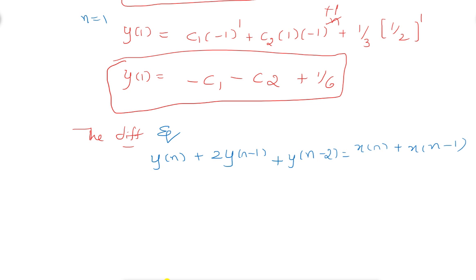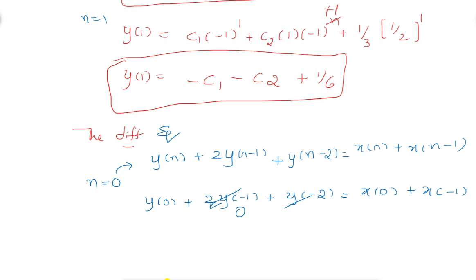Okay, now see, if you substitute n equal to 0 in this difference equation, we get the term y of 0 plus 2 into y of minus 1 plus y of minus 2, which is equivalent to x of 0 plus x of minus 1. Here in this problem there are no initial conditions given, so y of minus 1 is 0 and y of minus 2 is 0. These two values are equal to 0.